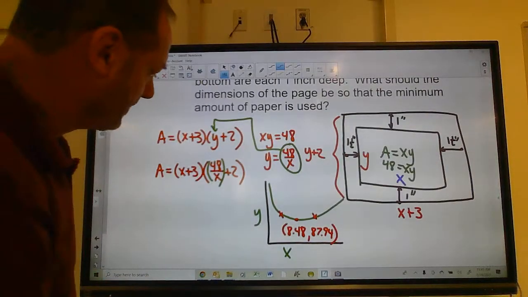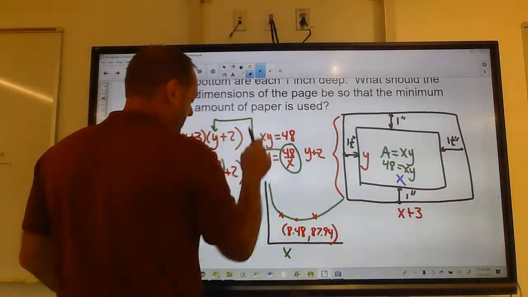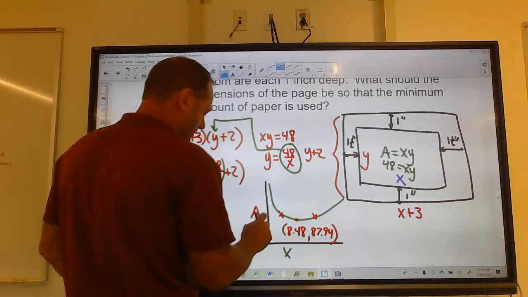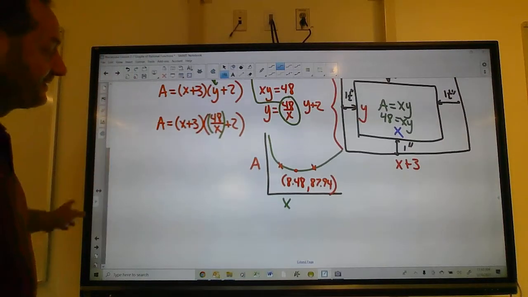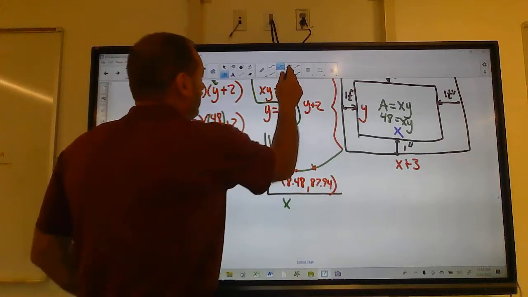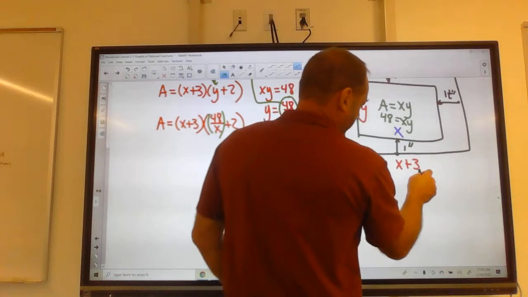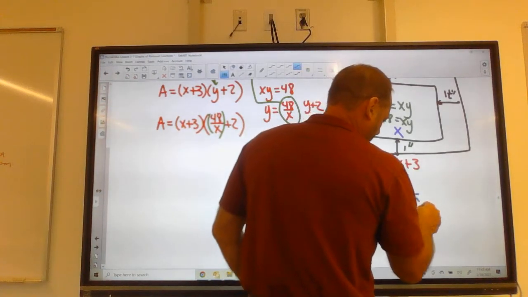Okay, this is my x right here. I'm sorry, this is not y. This is my area right here. I do know what x is. x is, we'll round it to 8.5. So how big is the paper going to be? This needs to be 8.5 plus 3, so that's going to be 11.5 inches wide.